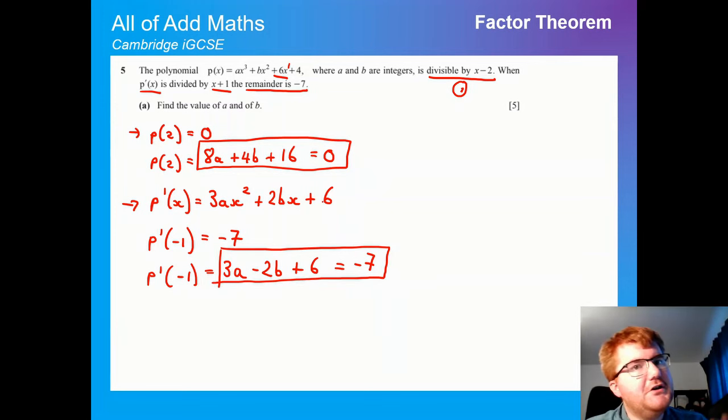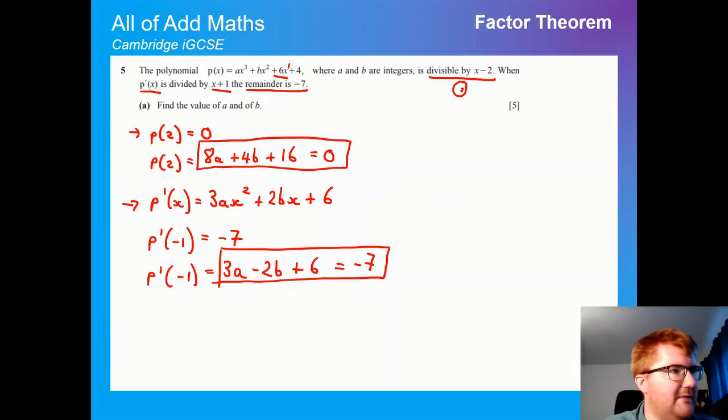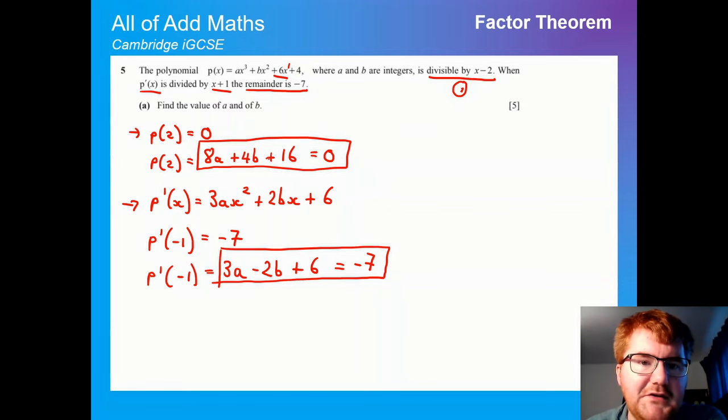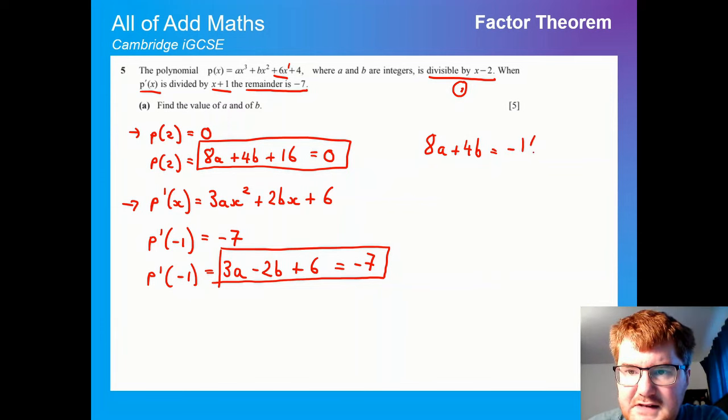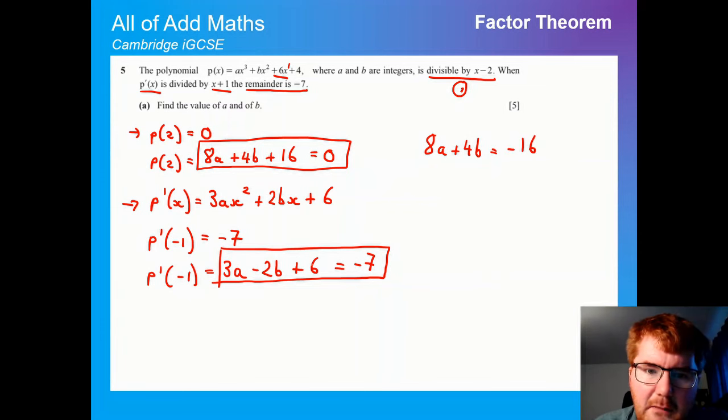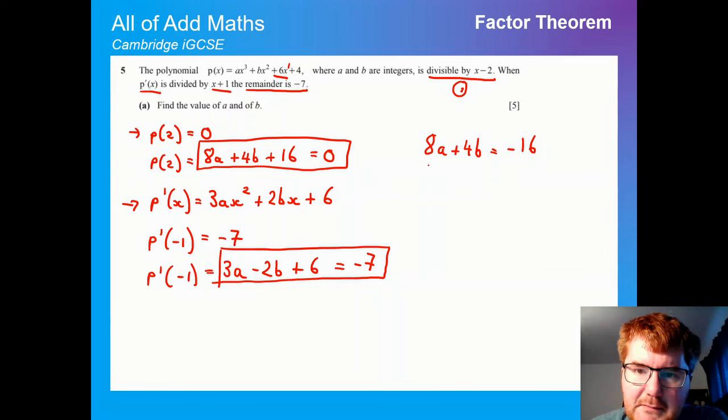Now at this stage you can solve simultaneous equations by elimination and substitution. I'm going to take an elimination approach. You're going to see why as we go along. So first of all, what I'm going to do here is just change this equation slightly. So we've got 8a plus 4b. I'm going to bring the number to the right hand side. So I'm going to make this negative 16. And here I'm going to put the number on the right hand side, similar to how I did in the previous step. So we get 3a minus 2b. Well, that's equal to negative 13.